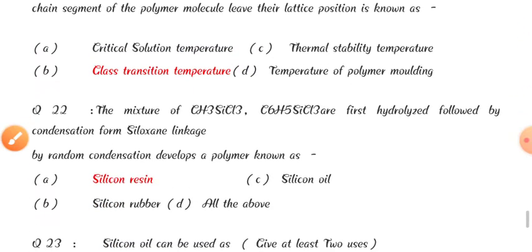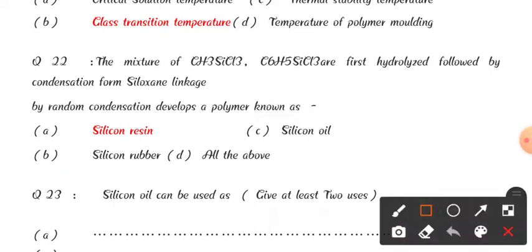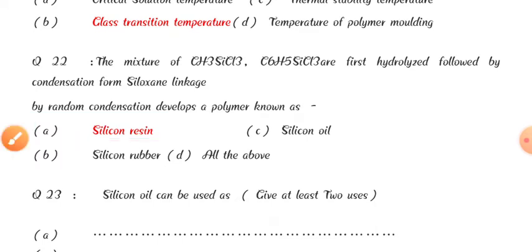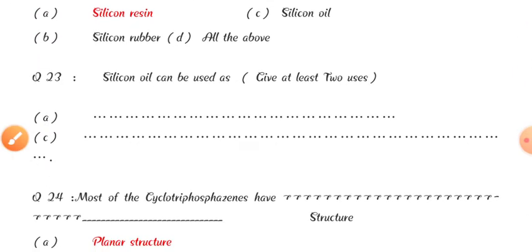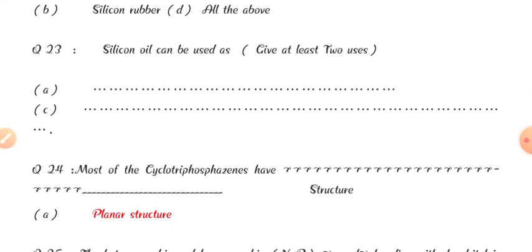Now question number 22. The mixture of CH3SiCl3 and C6H5SiCl3 is first hydrolyzed, followed by condensation to form the siloxane linkage. Random condensation develops a polymer known as silicone resin. Silicone resin is the correct answer. Now question number 23. Silicone oil can be used as, give a list of uses. Silicone oil can be used as, give a list of uses. The option is missing, friends. Now we can jump to the next question.